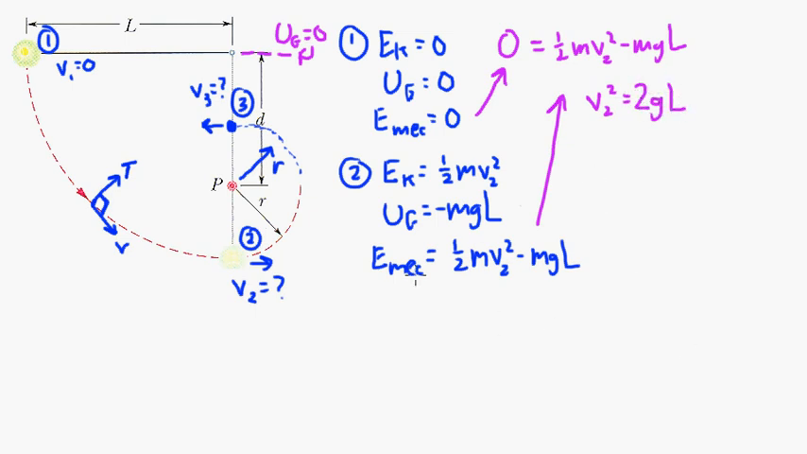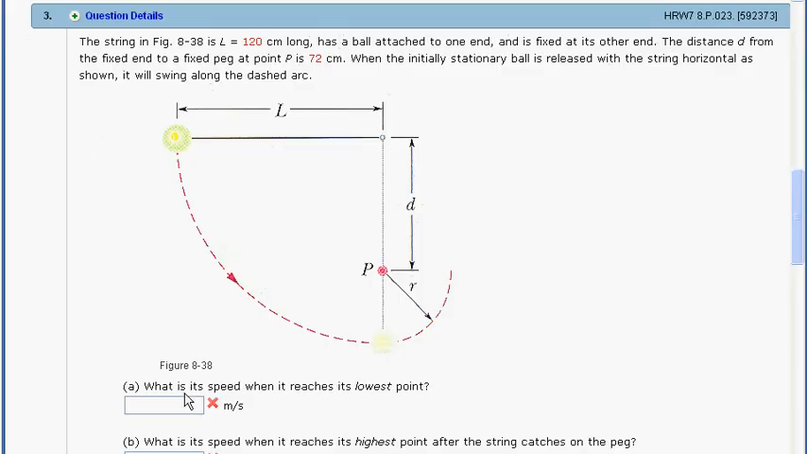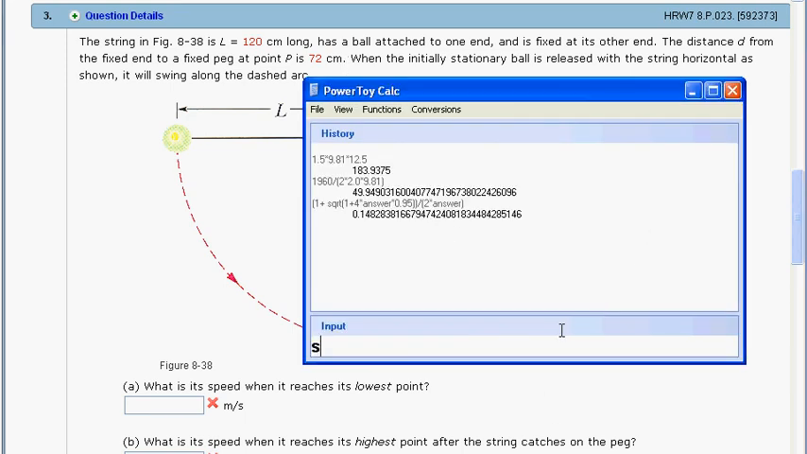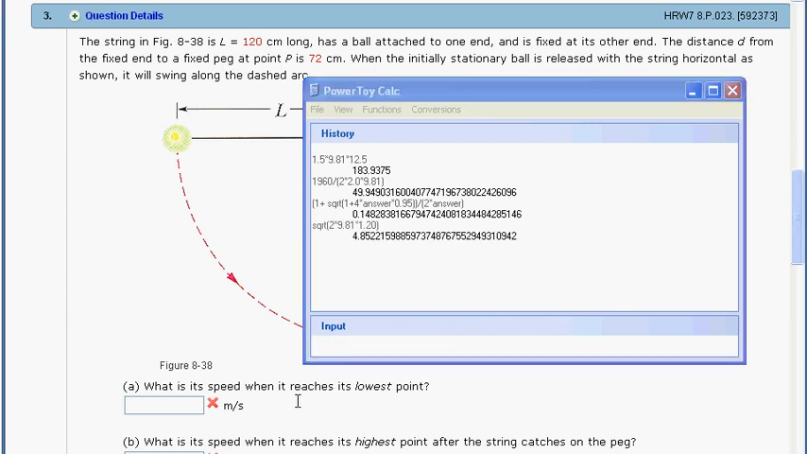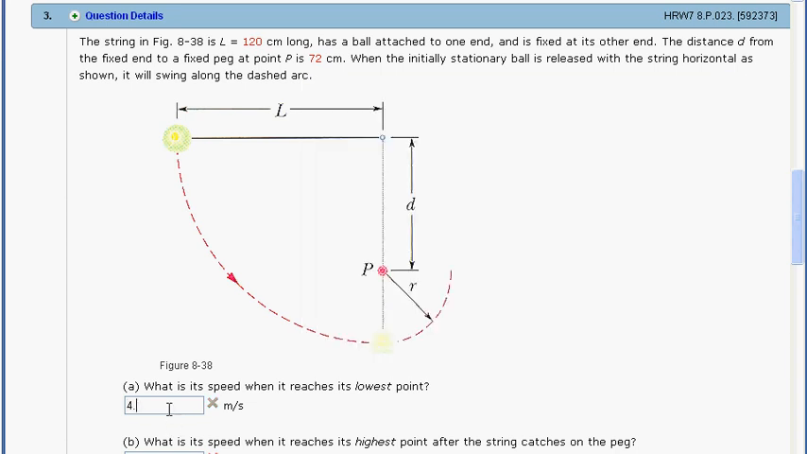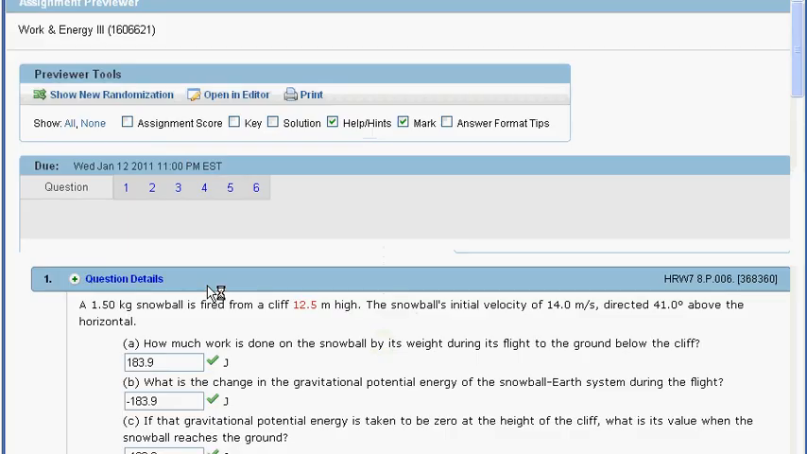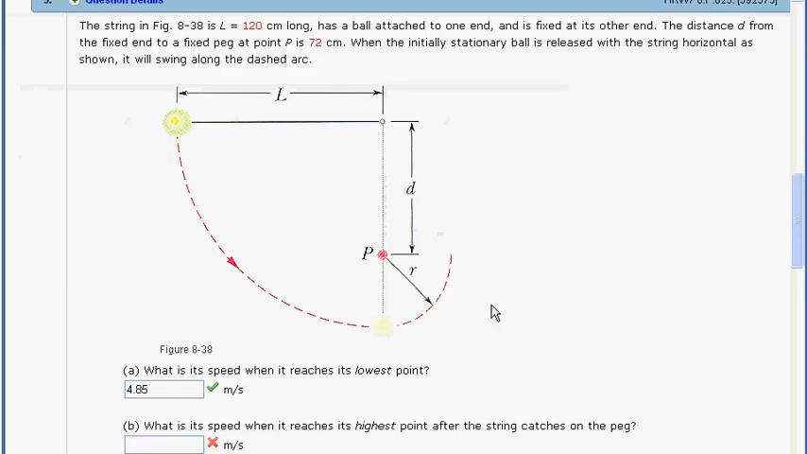Okay, so let us see how that works out. What's its speed when it reaches its lowest point? It's going to be the square root of 2 times g times L. So the square root of 2 times 9.81, and L we said was 120 centimeters, which is 1.20 meters, and it's going to be moving 4.85 meters per second. And boom, nice.